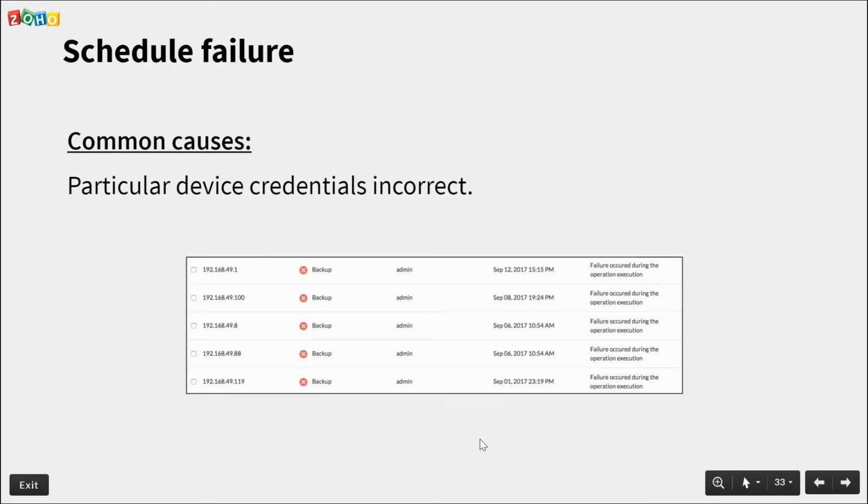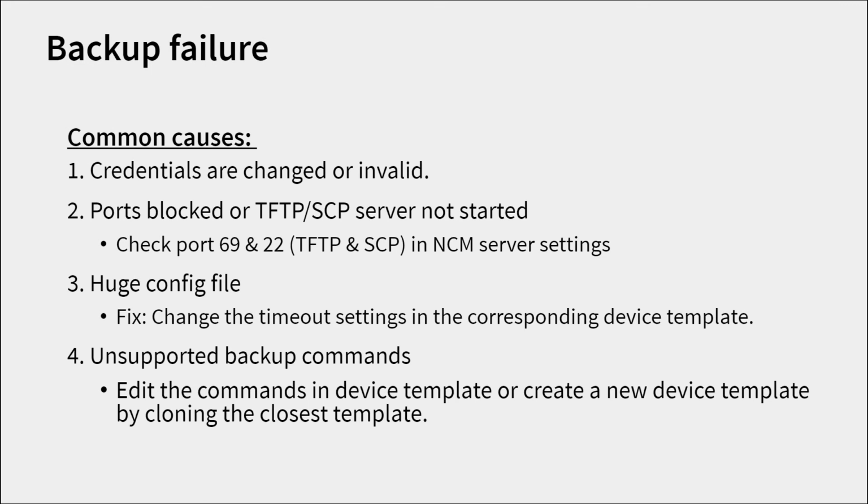There can be scenarios where you might encounter a schedule failure. This can be due to incorrect device credentials. So make sure that the device credentials are correct and try again. The other reasons for backup failure are that credentials may be invalid or changed. Also, you can check if the ports are properly configured and if the servers are in running mode. Sometimes the configuration file may be too huge. In that case, you have to change the timeout settings.